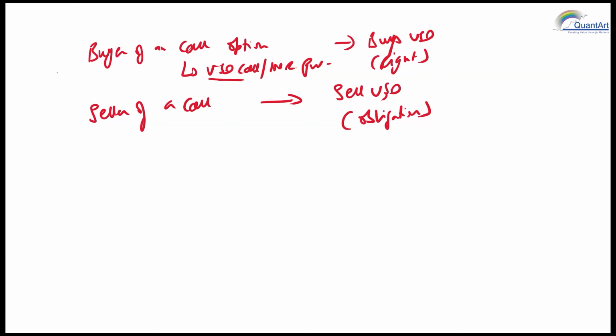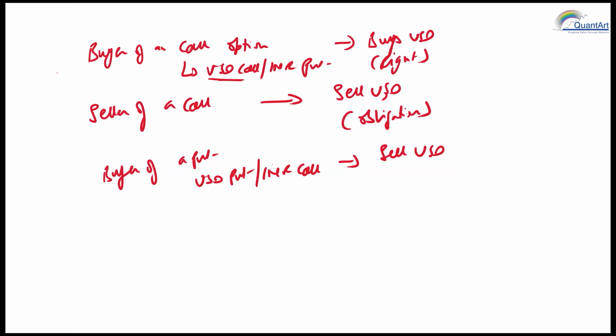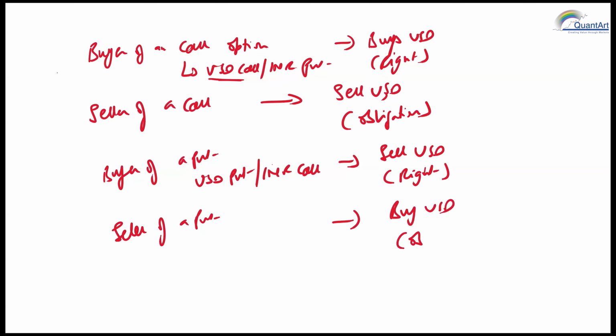Similarly, the buyer of a put, and when I say put, it is USD put, INR call, sells dollars, and because it's an option buyer, the buyer has a right. Similarly, the seller of a put ends up buying dollars, but it's an obligation to buy. So this is the framework we need to keep in mind so that for any option structure and combination of options, we can decipher the payoff. We did discuss this last time.